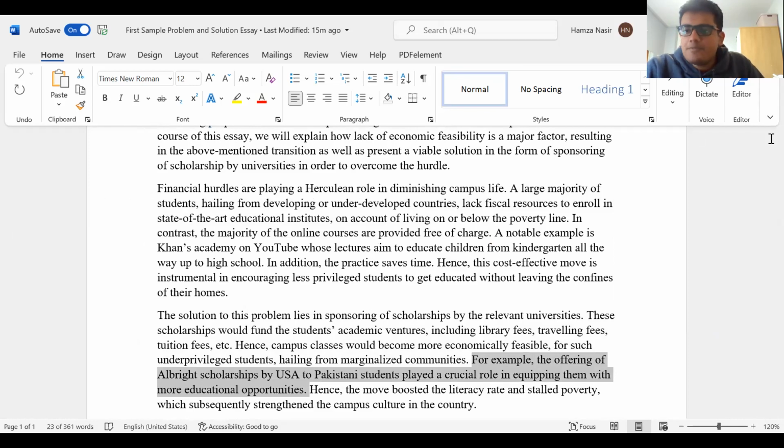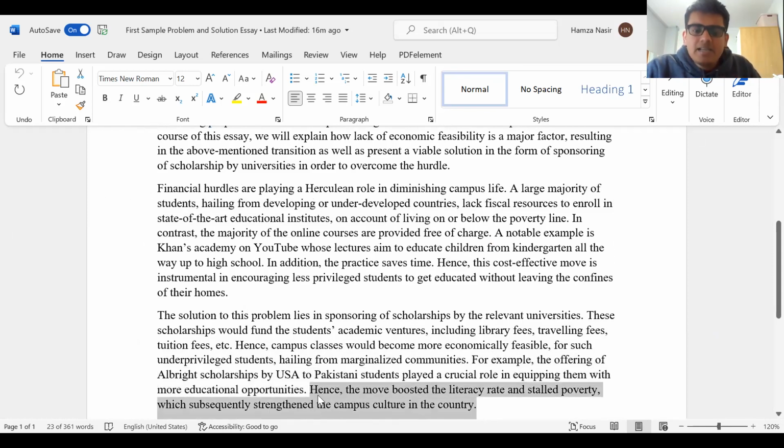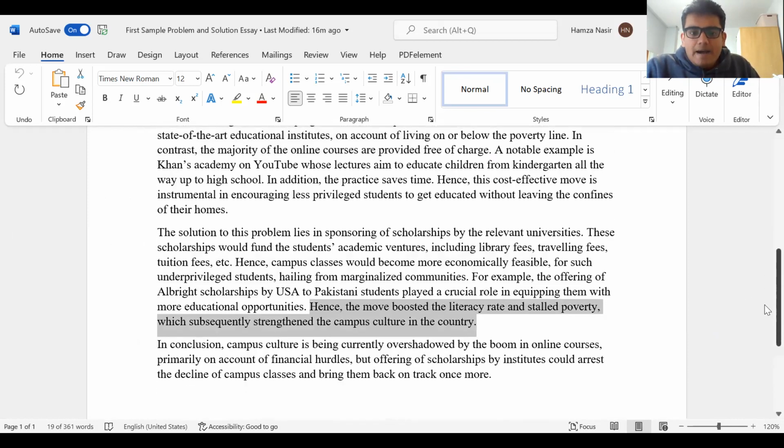We have given the idea, we have explained it, we have given an example. Now what remains is for us to close it in order to justify the coherence band descriptor. Hence, the move boosted the literacy rate and stalled poverty, which as a result strengthened the campus culture in the country. Okay. After that, finally, we have the conclusion.